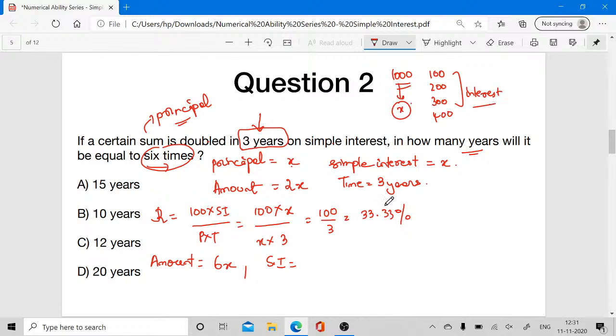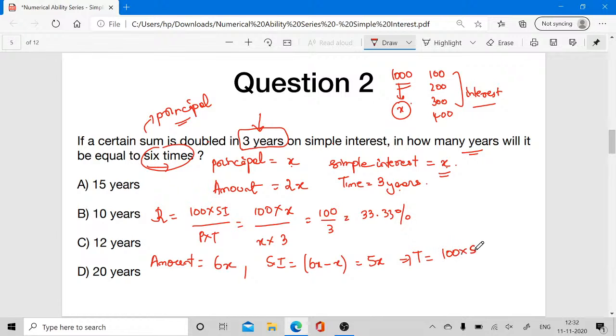Okay. So what is my SI here? What was my SI for 3 years? It was X. So here it will be 6X minus X, right? 6X minus X becomes 5X. What do I need to find out here? I need to find out the time.